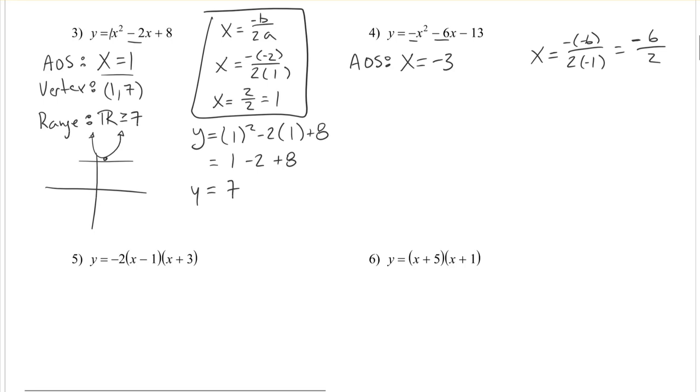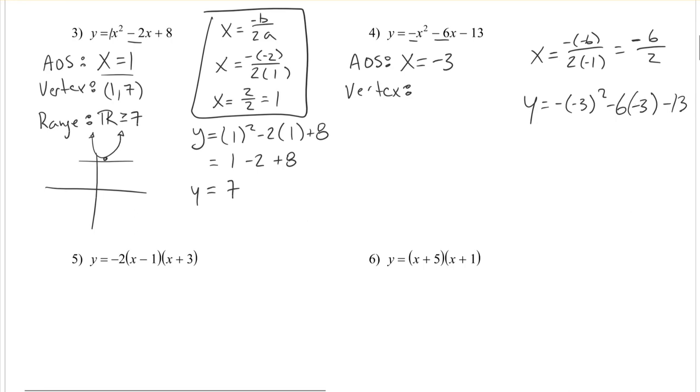So our axis of symmetry is the vertical line at negative 3. So next, let's find our vertex. So y equals negative x squared minus 6x minus 13. And we're substituting in a negative 3. That's the x value of our vertex.